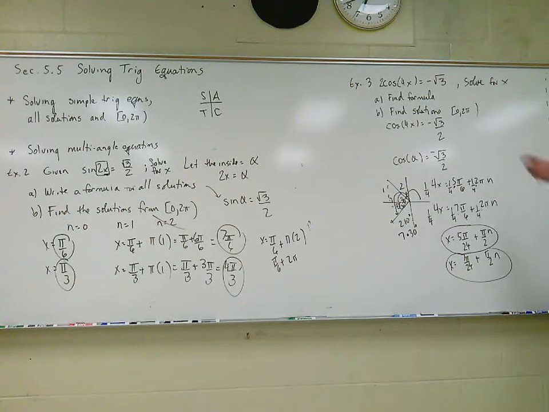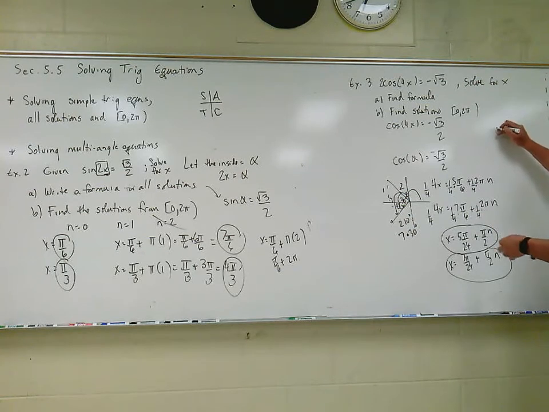Most of your answers are going to be part B. It's just going to say find the solutions from 0 to 2 pi. Always start by plugging in what for n first? 0. Then you plug in what? 1. Then you plug in 2, and you keep plugging in until when? Once you go past a number bigger than 2 pi, you stop. You don't plug it in.